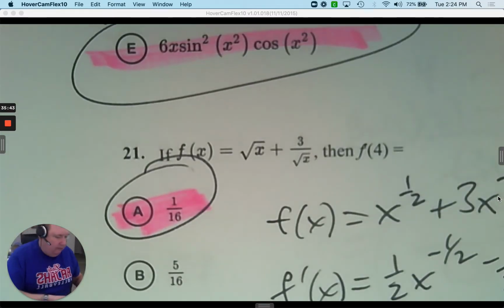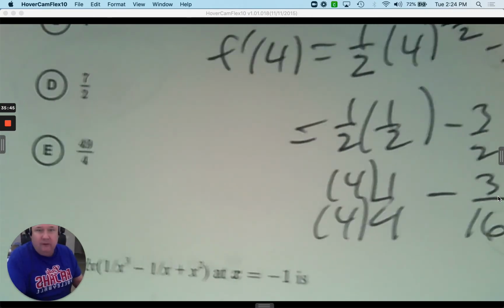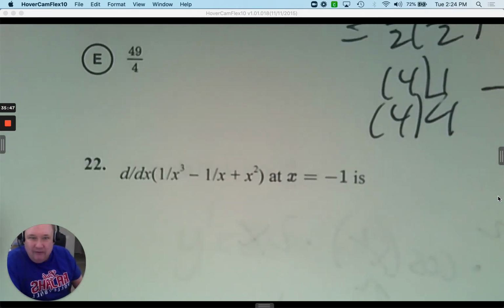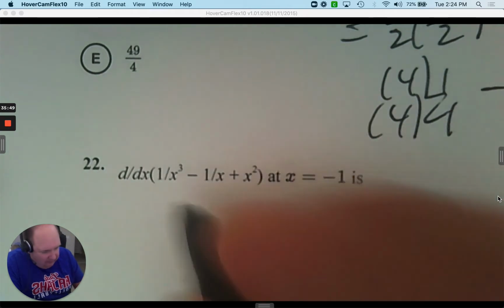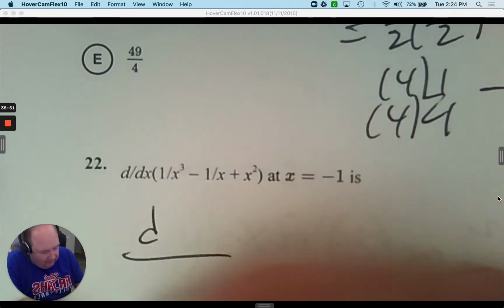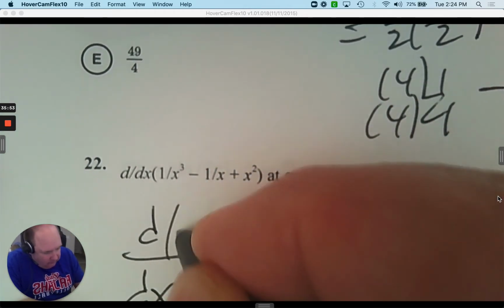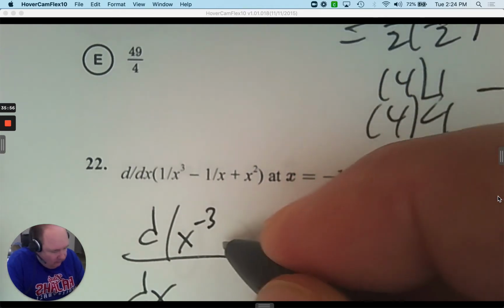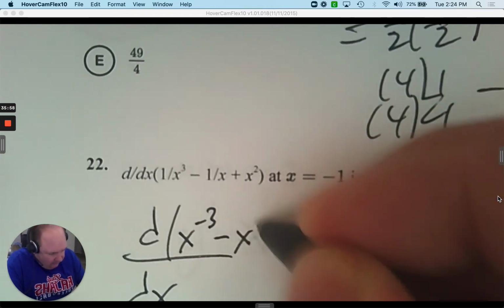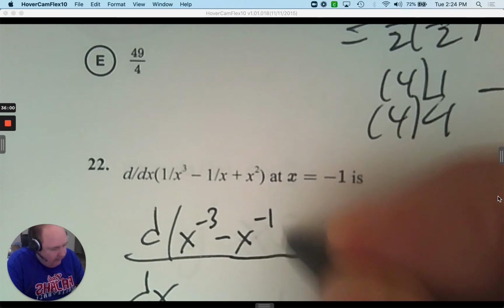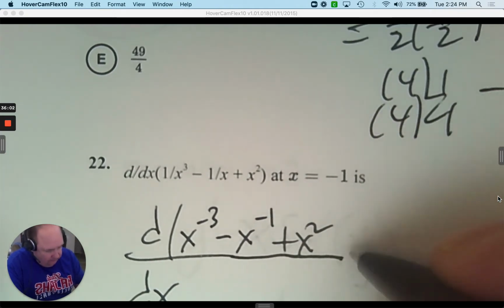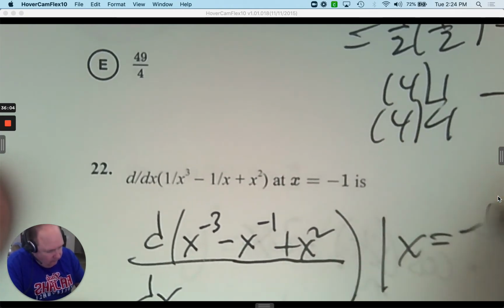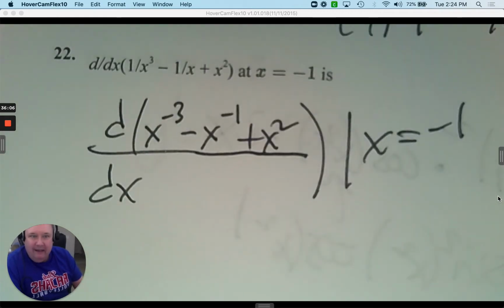Number 22. Don't turn the page. It's right there at the bottom. So the derivative of that at x equals -1. We're going to write this calculus friendly to begin with. So that's x to the -3, that's x to the -1, and then plus x squared. And then we're going to evaluate it at -1.